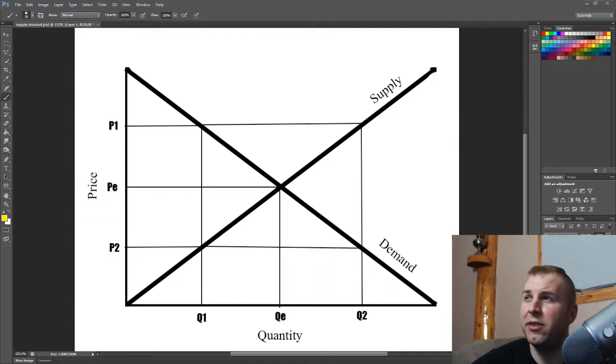Today on Reality is Not Optional, we are going to be going over Econ 101, a supply and demand graph. What is it? How does it work? And what kind of useful information can we take away from this graph and apply to the world around us?